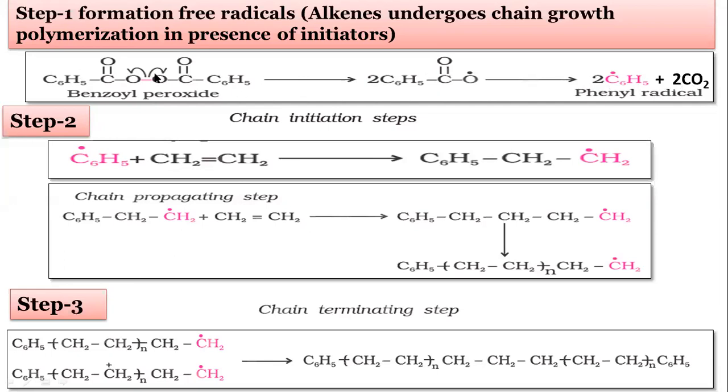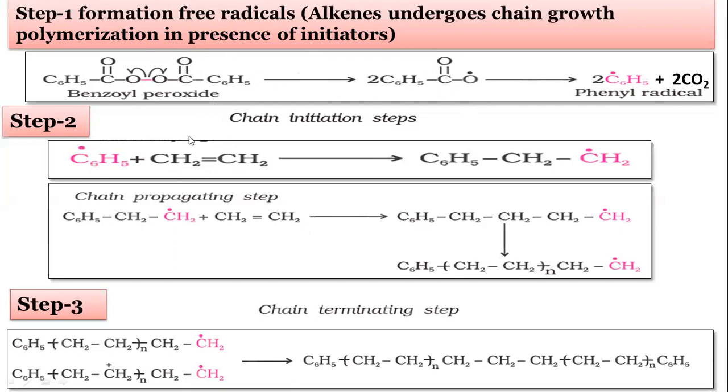So in the first step, we can see clearly how the free radicals are formed. Free radicals are formed by using this process. This process is called homolysis. Then the second step, already I explained, is the chain initiation step. Now this benzoyl peroxide is a catalyst. First the free radical is prepared.